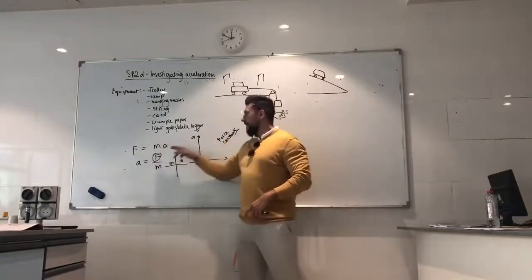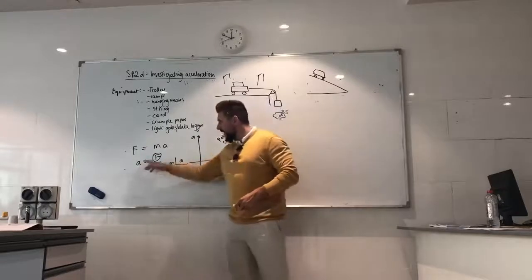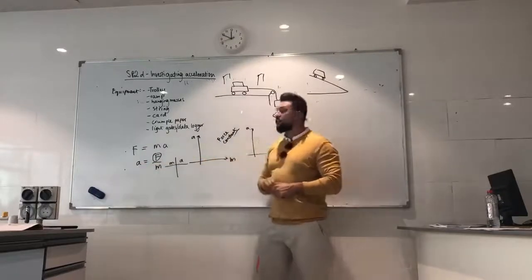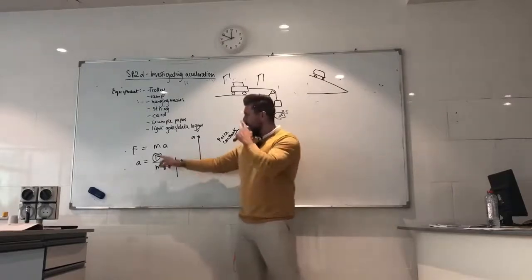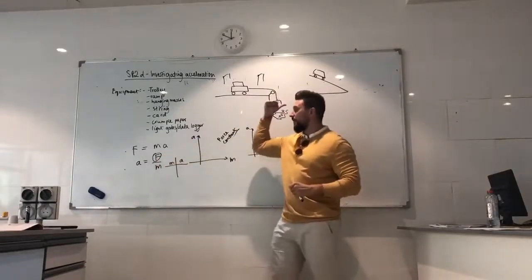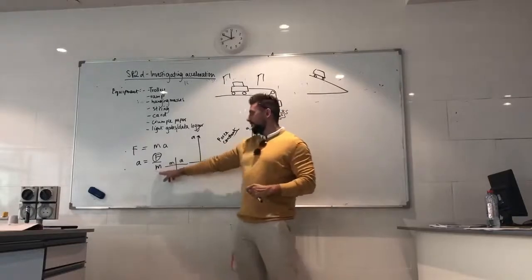Okay? First thing we need to do, if I'm investigating the acceleration of this trolley, then I'm going to use the equation F equals ma. If I rearrange that for a equals the force, which is the resultant force on the trolley, remember, Newton's second law, okay? Resultant force in the direction of the acceleration, divided by the mass.